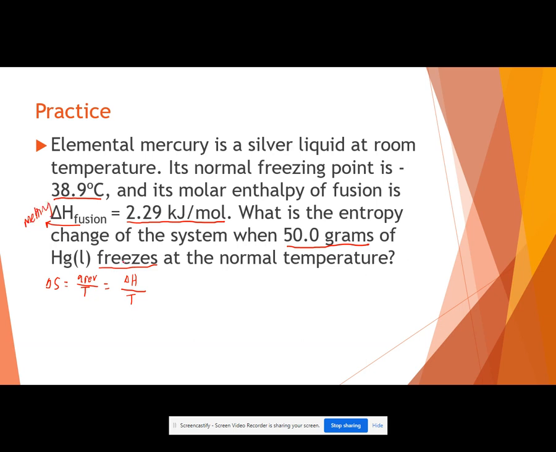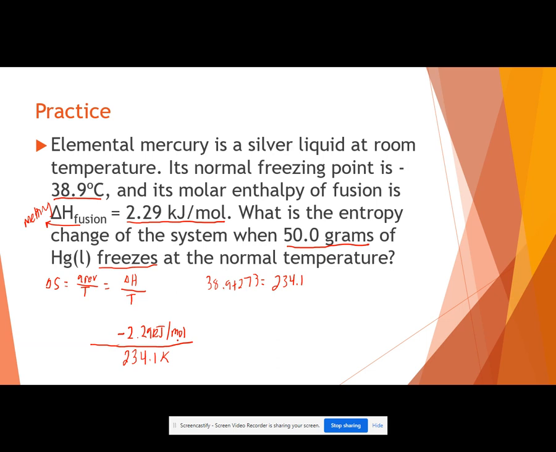And here I'm freezing. So instead of this being a positive number, I'm going to plug down here a negative number. So delta H, I'm going to plug in negative 2.29 kilojoules per mole. Now remember, we're going to divide this by our temperature. Our temperature has to be in Kelvin. Here you're going to see that it's in degrees Celsius. So in order to get that into Kelvin, you're going to have to take 38.9 plus 273, and that gets you 234.1 Kelvin.